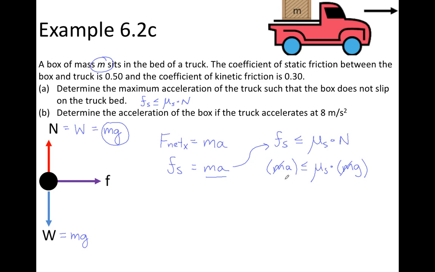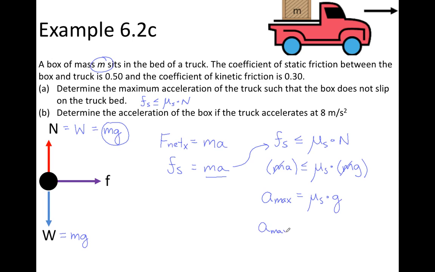acceleration. So we're asked to find a maximum acceleration. A maximum acceleration would mean this left-hand side is the biggest value that it can be, such that this inequality is not violated. And so the maximum acceleration is going to happen when it equals mu s times g.